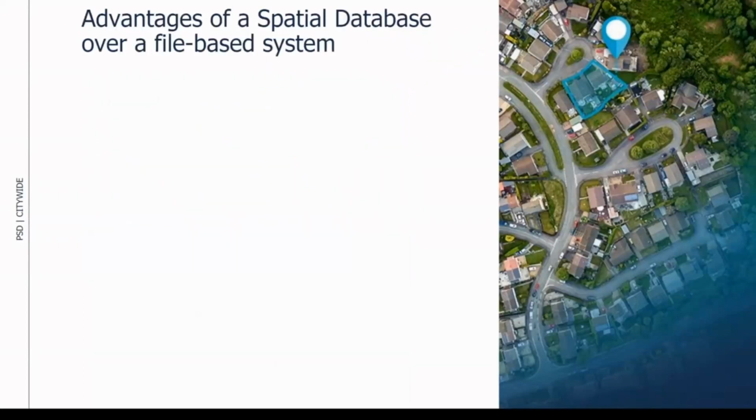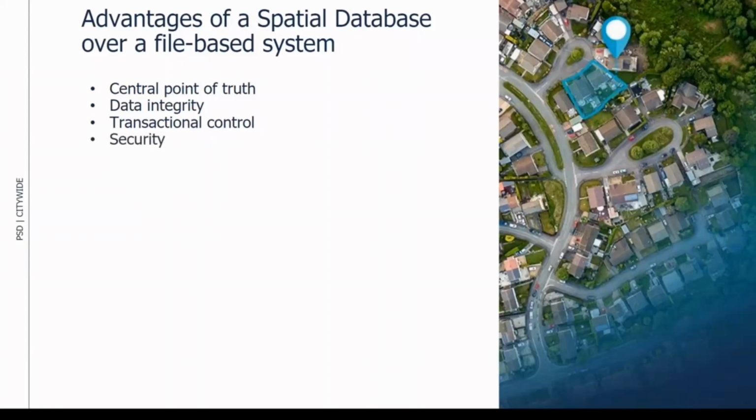It's chaos. So one of the advantages of a spatial database over a file-based system is that you have a central point of truth. All your data is centralized within the database system. That lends itself to data integrity, and you have transactional control. You can control who can read and who can write certain tables. That gives you an incredible amount of security. You can lock down your data. It's reliable. It's scalable. You can access support for this database through third-party companies.